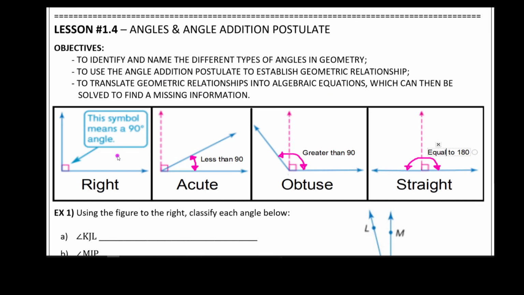So let's just review a little bit the classification of angles. If an angle has this little symbol here, that means 90 degrees. So that means the angle is a right angle. If the angle is less than 90, then it's acute. If it's greater than 90, it's obtuse. And if it's equal to 180, it's a straight angle.